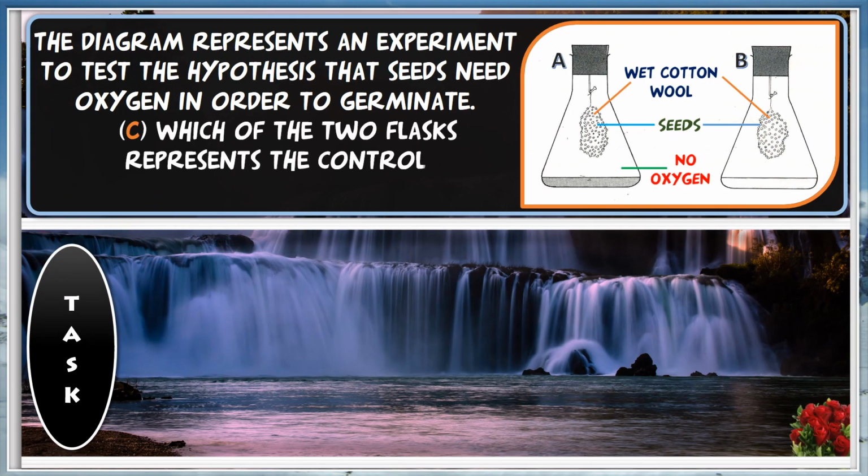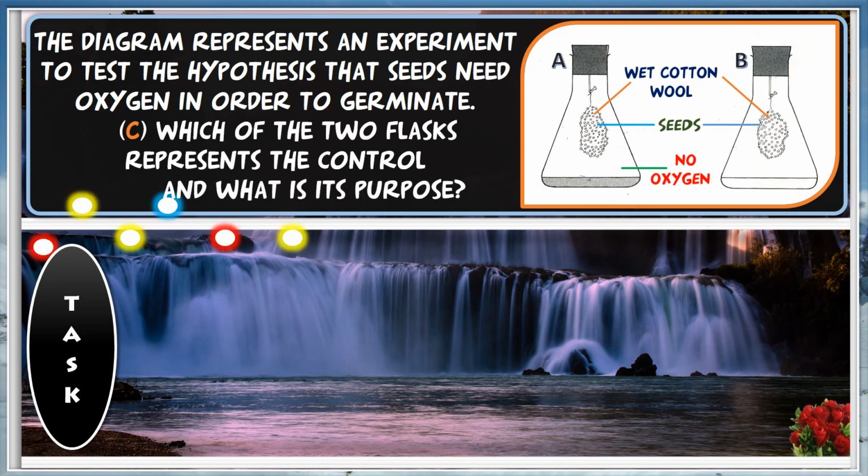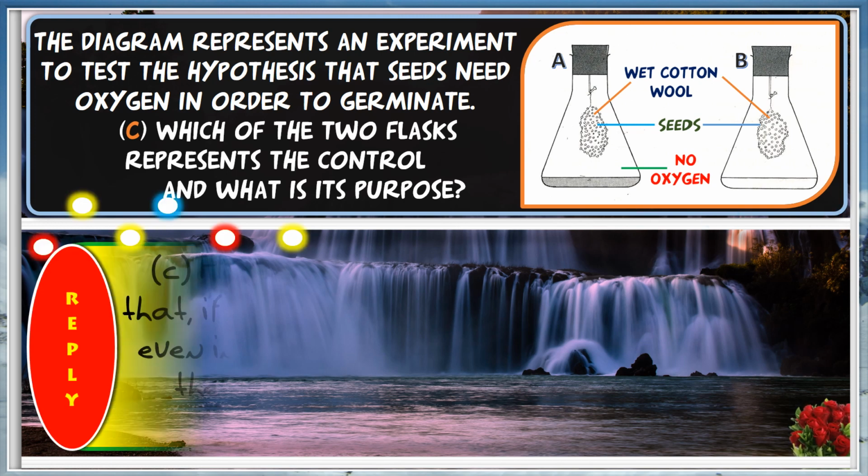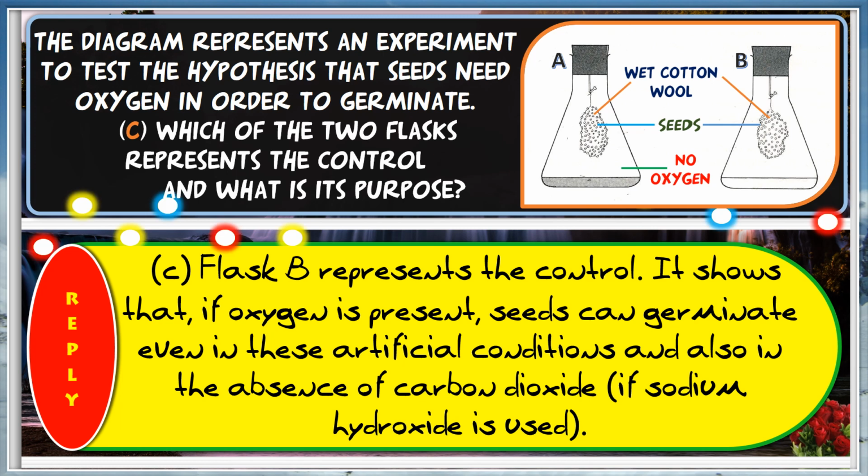Part C. Which of the two flasks represents the control and what is its purpose? Part C. Flask B represents the control. It shows that if oxygen is present, seeds can germinate even in those artificial conditions, and also in absence of carbon dioxide, if sodium hydroxide is used.